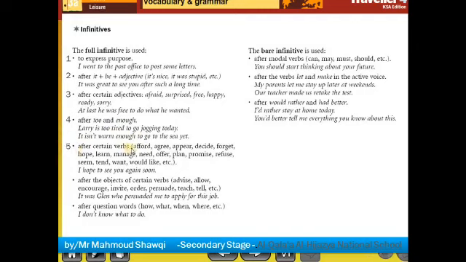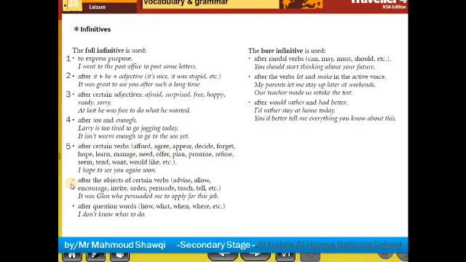Okay. Number 5. After certain verbs such as afford, agree, appear, decide, forget, hope, learn, manage, need, offer, plan, promise, refuse, seem, tend, want, and would like. After these verbs we use the full infinitive. For example, I hope to see you again. I want to see. I'd like to go.